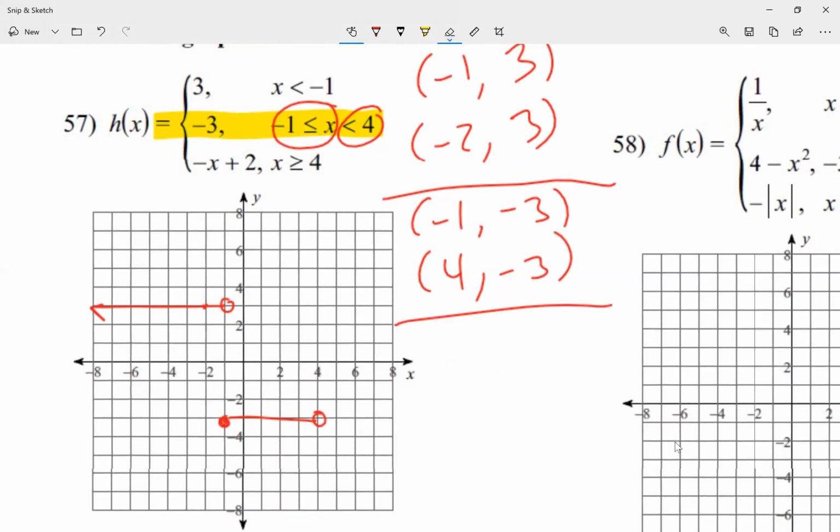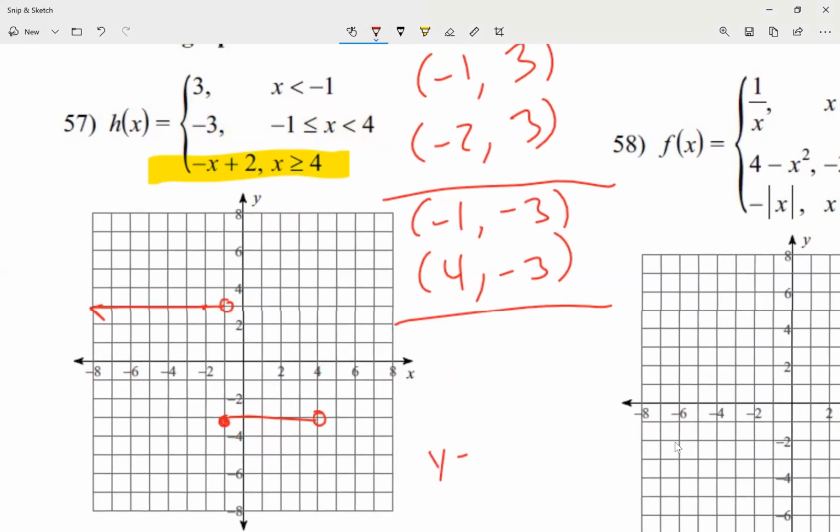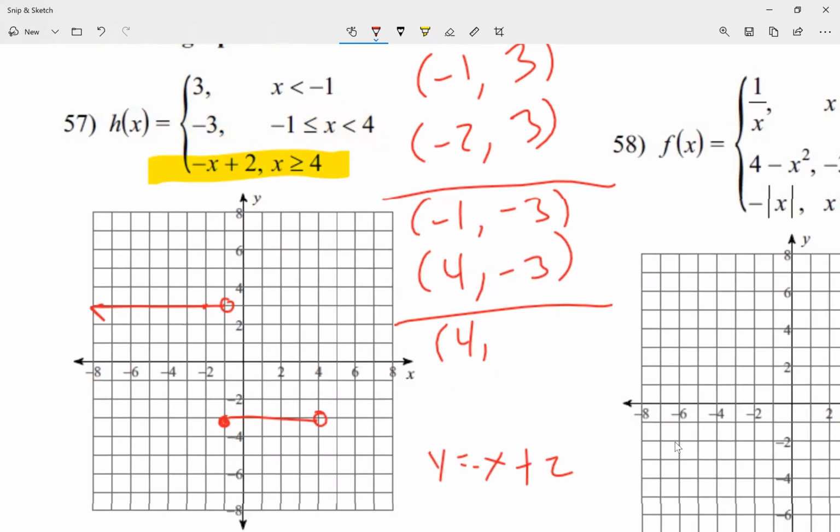The third piece now, this looks like y equals -x plus 2. The highest exponent is 1, so I expect a line. The values of x I'm going to choose are 4, because I see x is greater or equal to 4. So 4, something greater. How about 5?